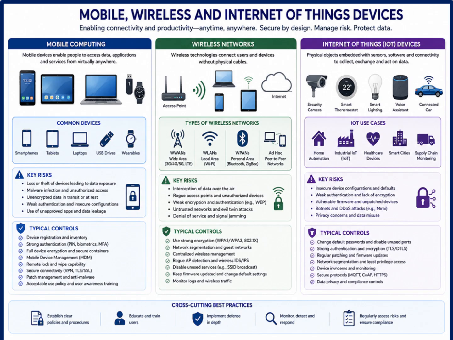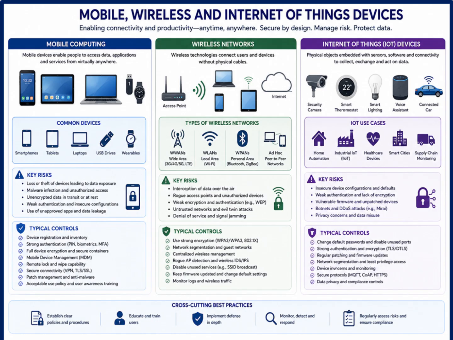Mobile devices such as smartphones, tablets, laptops, USB drives, and wearables allow users to access applications and data remotely. While mobility improves productivity, it also increases the risk of lost or stolen devices, malware infections, unauthorized access, insecure configurations, and data leakage. To reduce these risks, organizations implement controls such as device registration, strong authentication, encryption, mobile device management solutions, remote lock and wipe capabilities, secure VPN connectivity, patch management, and user awareness training.